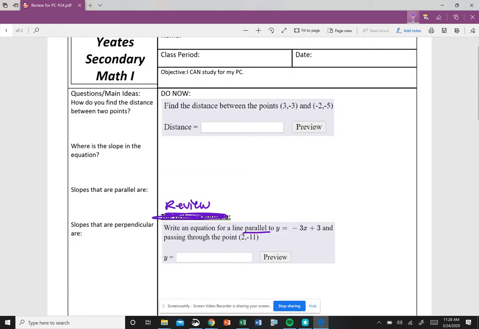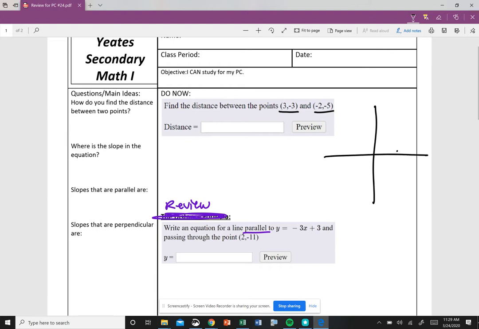Obviously, this would be our do now normally in class, so like the question that you'd do without me, but here we are. All right, so we're going to find the distance between these 2 points. So I'm going to draw a pretend graph because that's what helps me. I don't know what helps you. Whatever helps you, please do that.